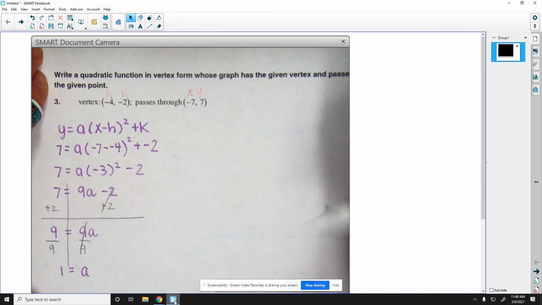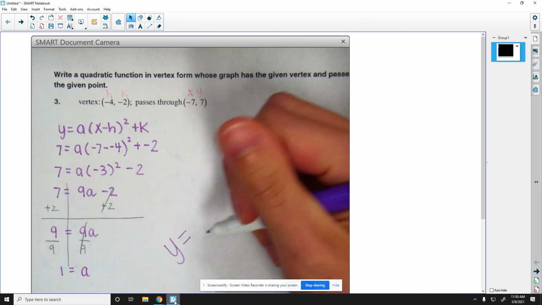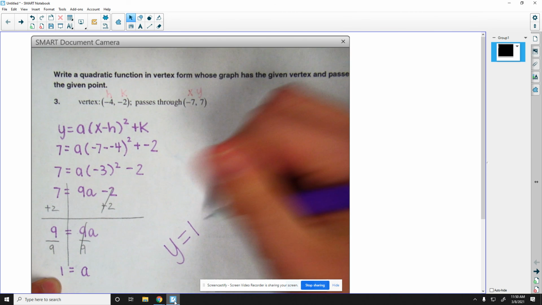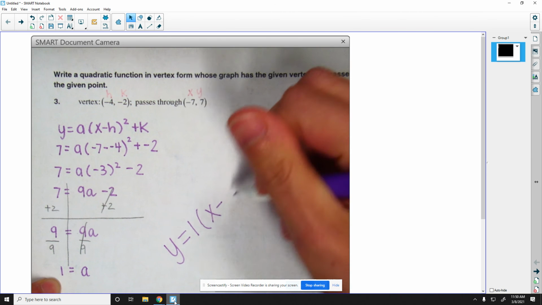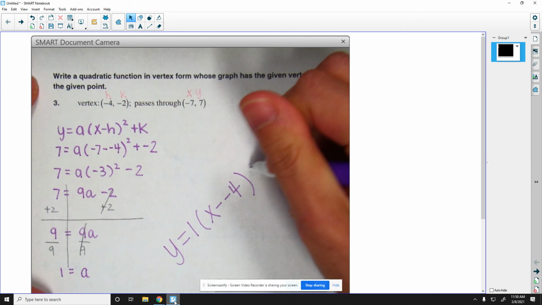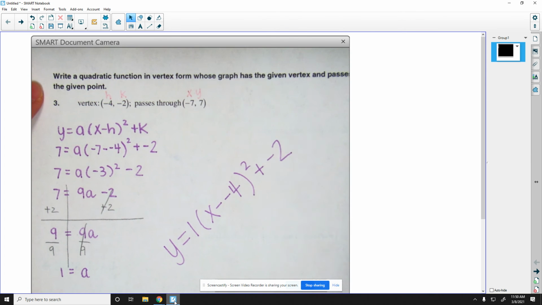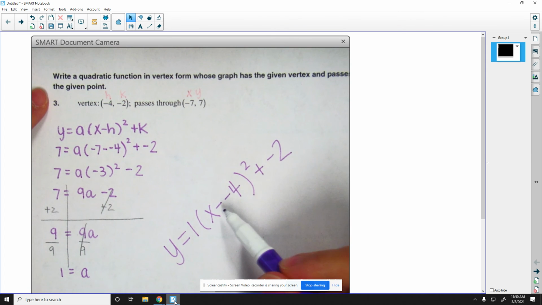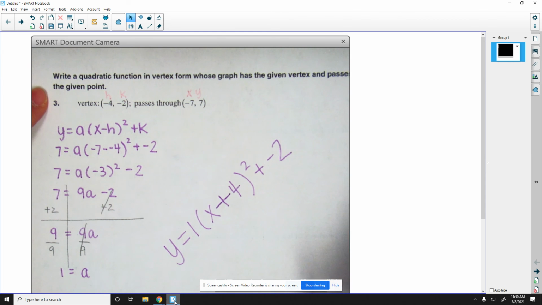Your final answer is in vertex form. It's y equals a, which is 1, parentheses, x minus h, which they told me was -4, squared plus k, which they told me was -2. But of course, the minus -4 changes to a plus.